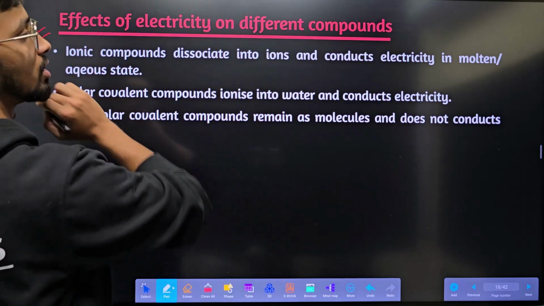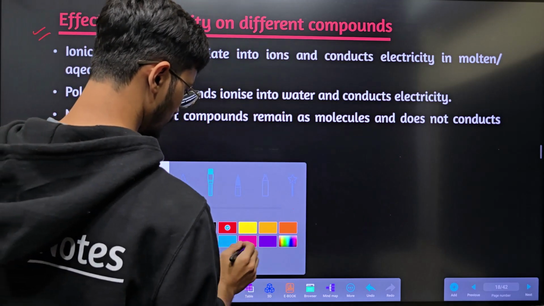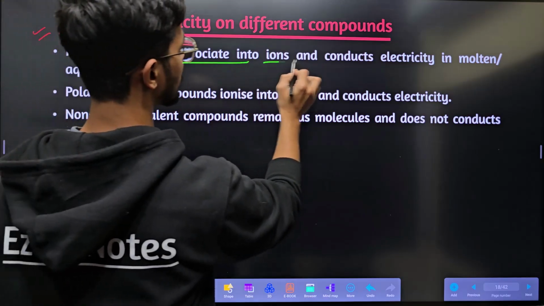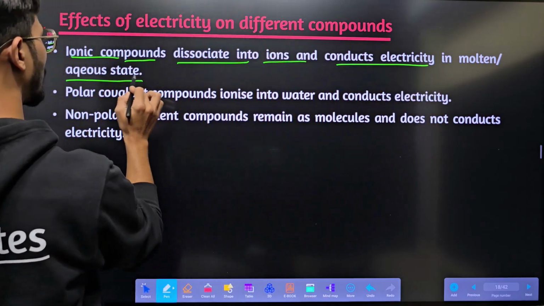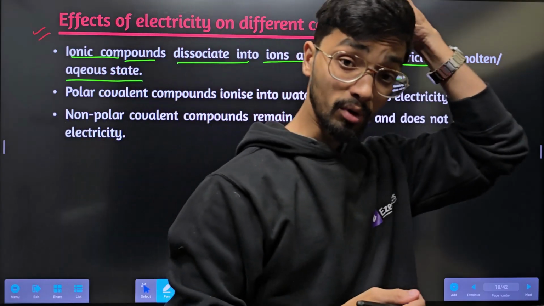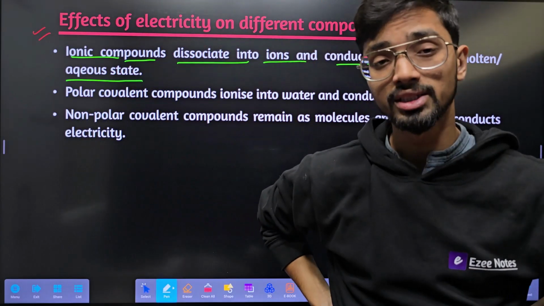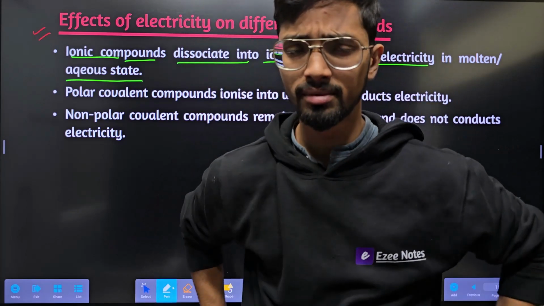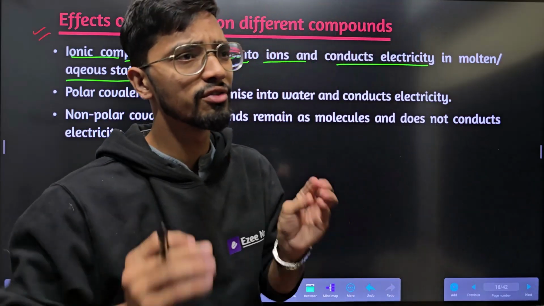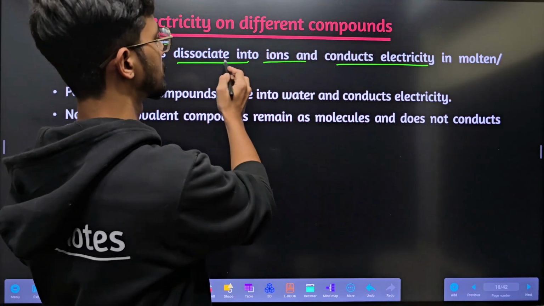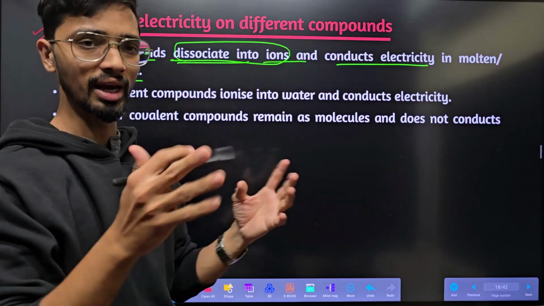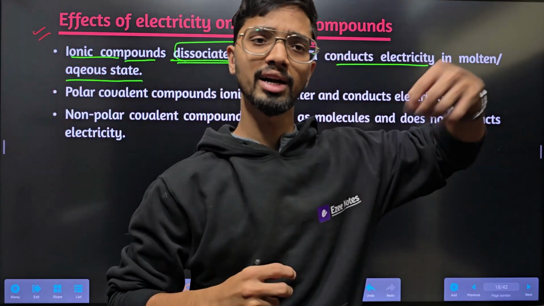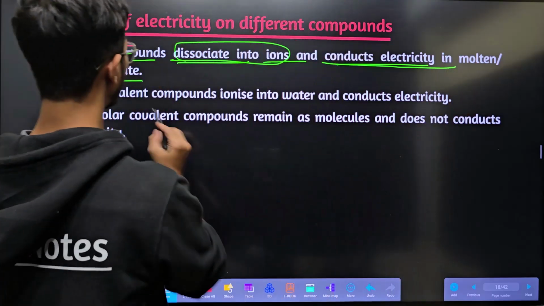Effects of electricity on different compounds. So let us see what the effects of electricity are. Ionic compounds dissociate into ions and conduct electricity in molten or aqueous state. We know that, right? Ionic compounds, which we studied in the last class, what does it say? Initially, ionic compounds are crystalline in nature, right? We have studied in the last class. Crystalline in nature. So if they come into water, what happens? They dissociate into ions. Like NaCl is a crystal. If it comes into water, it dissociates into Na plus and Cl minus, and they conduct electricity in molten or aqueous state.